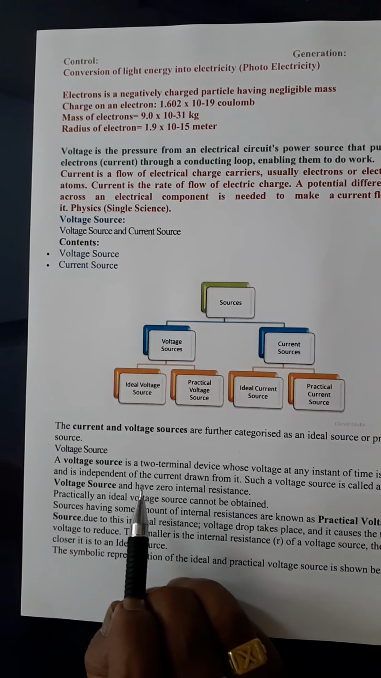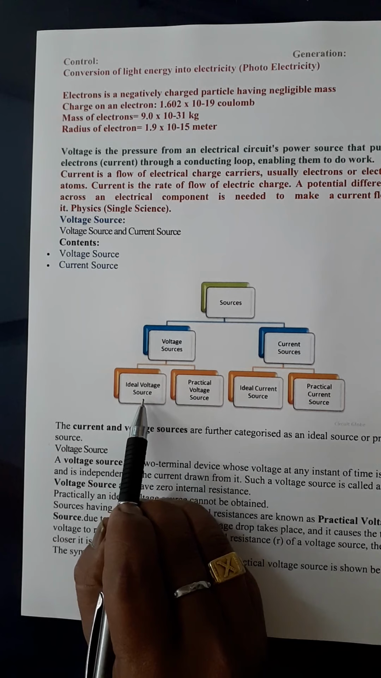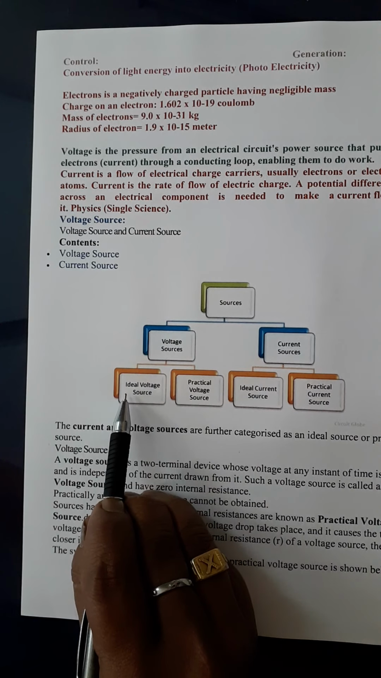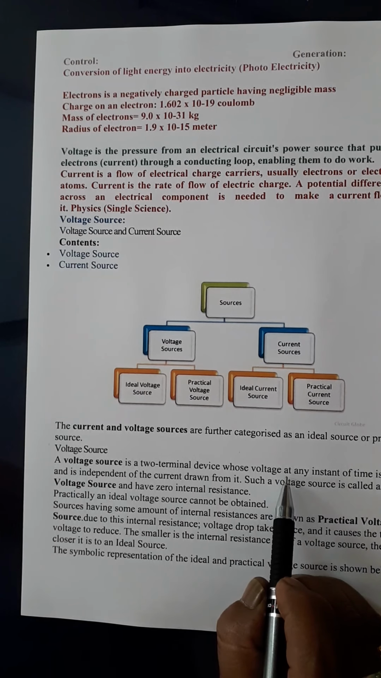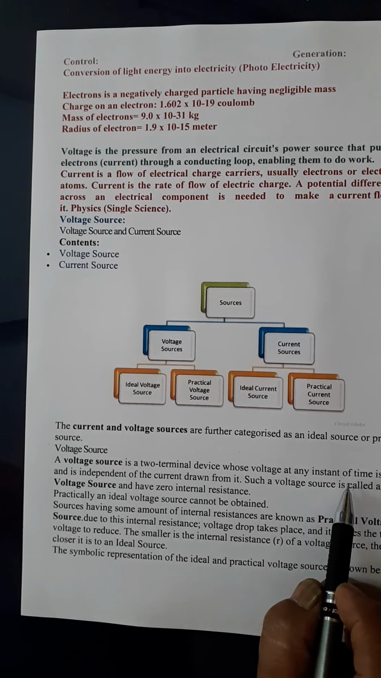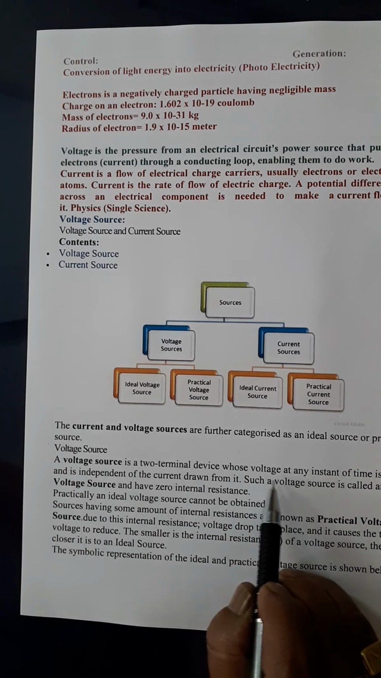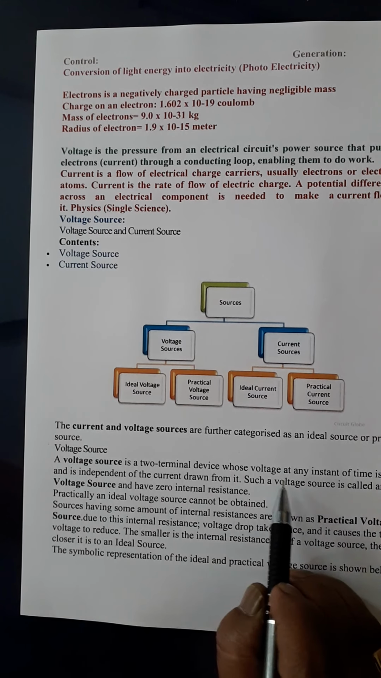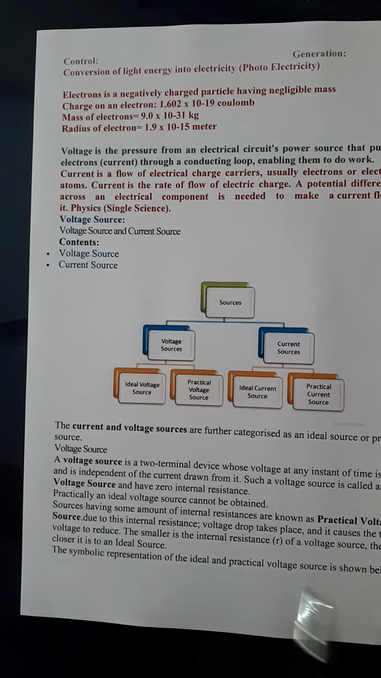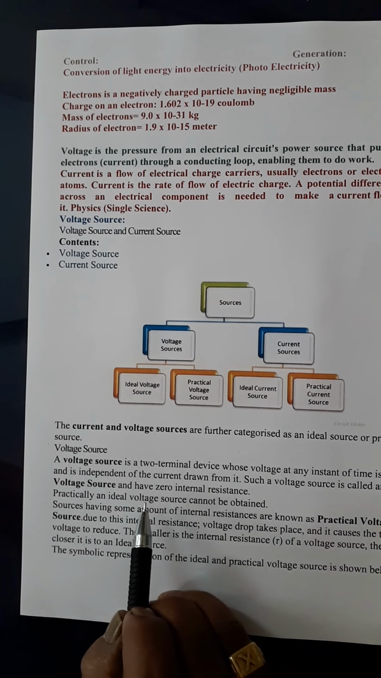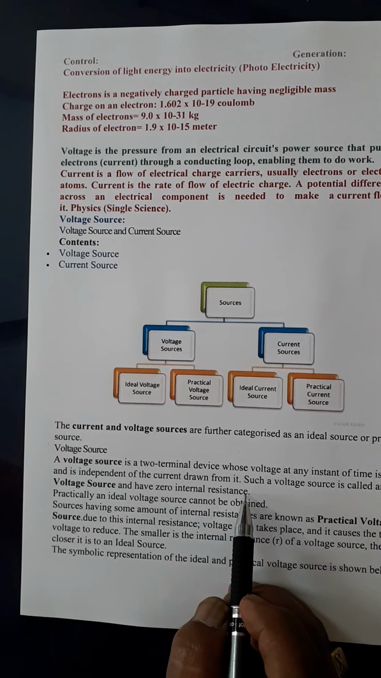Here, ideal voltage source. The voltage source is called ideal when the voltage at any instant of time is constant. There is no variation of voltage. Voltage at any instant of time is a constant, and that source must have zero internal resistance.